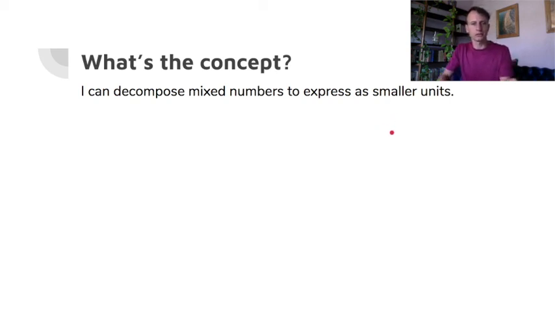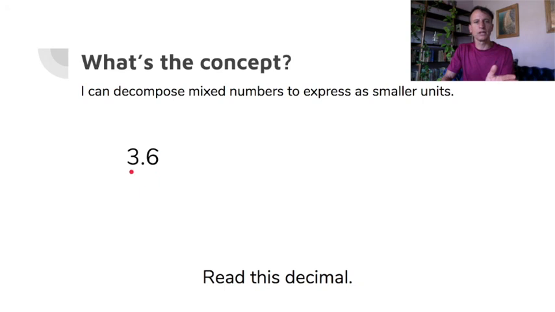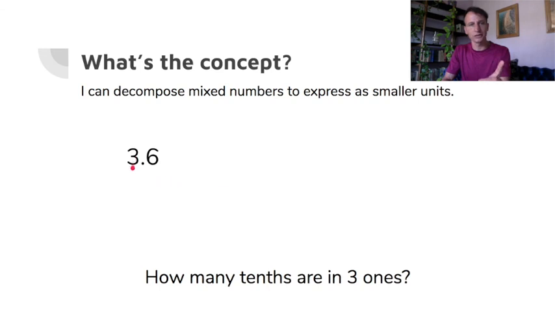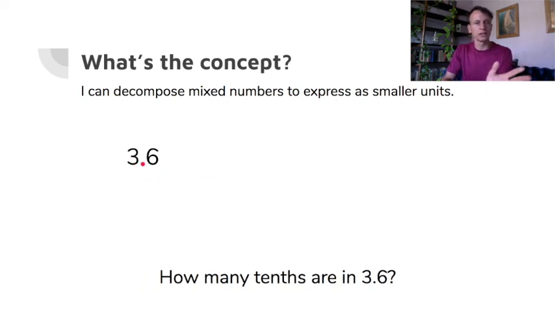All right, so let's do this one. Read this: 3 and 6 tenths. How many tenths are in those 3 ones? There are 30 tenths. $3 is 30 dimes, okay? How many tenths are in the whole thing? 3 and 6 tenths is 36 tenths.